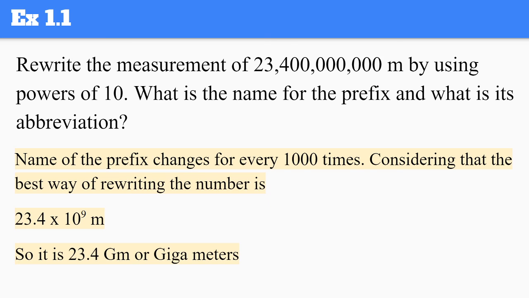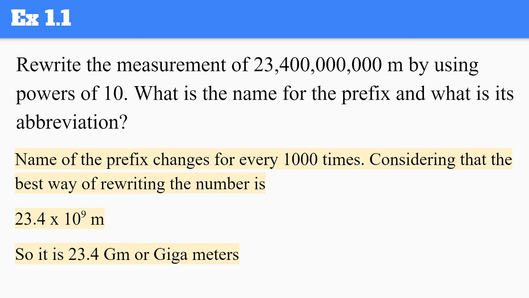Whoopsie, I put the question first. Anyways. All right, so rewrite the measurement of 23 billion, 400 million meters by using powers of 10. What is the name of the prefix and what's its abbreviation?